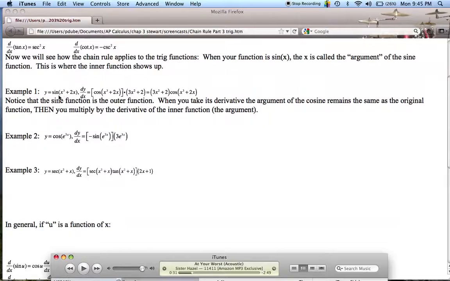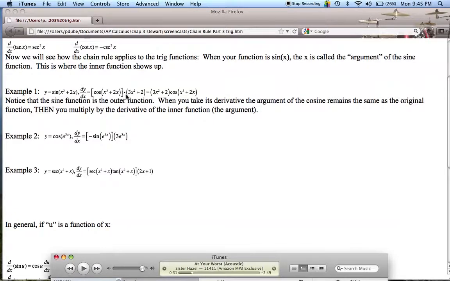For example, sine of x cubed plus 2x. The derivative of sine is cosine. Now the inner function is x cubed plus 2x. If I gave you something for x, you would cube it, multiply it by 2, add those two things together, then take the sine. The last thing you would do would be to take the sine. So the first thing you do when you take the derivative is say, what's the derivative of sine? It's cosine. So you write cosine, and you keep the inner function the same: the cosine of x cubed plus 2x.